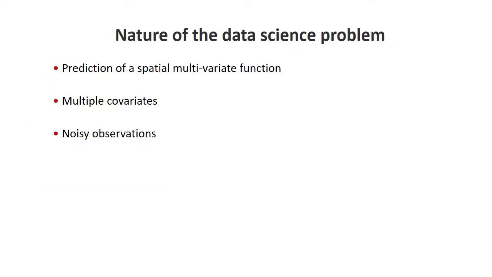So the nature of the data science problem is now the full problem, which is that we have different decline rates: gas, oil, water. So we have multivariate functions we need to predict, and these are also spatially varying. Also, these functions are informed by multiple covariates. These are the geological and completion parameters, and as you noticed in the previous slide, the observations are noisy.